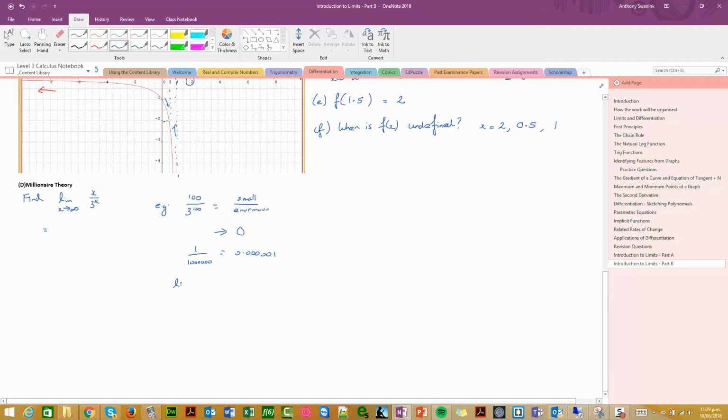And this is actually quite a nice limit to remember. In fact, I won't just make that 1 on top, I'll make it a number, any number. N over x is going to equal 0, where n is a number, and x tends off to infinity. Okay, this limit is going to equal 0.